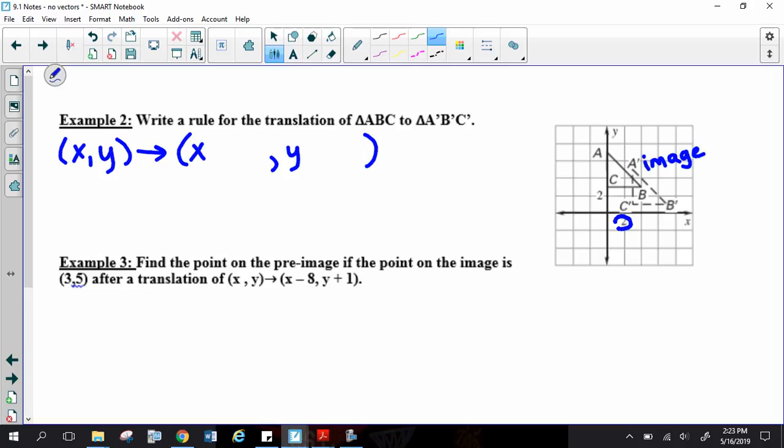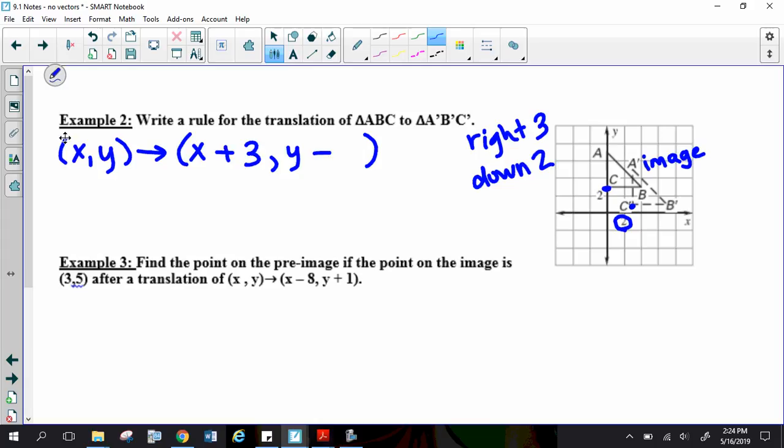So again, notice that this is going by 2's. So if I want to figure out what the translation is, I need to figure out how I go from C to C prime, or from A to A prime, or from B to B prime. So if I count, if this is going over 2, this is halfway in between, so that's going to be right 3, and then down 1, 2. So I'm going right 3 and down 2. So right means plus, down is subtraction. So that would be my rule for the translation. So X plus 3, Y minus 2.